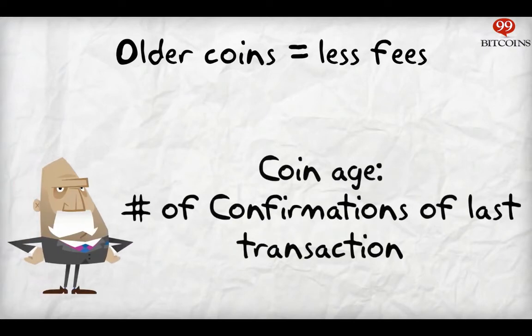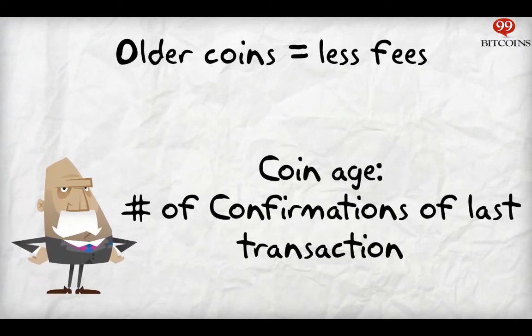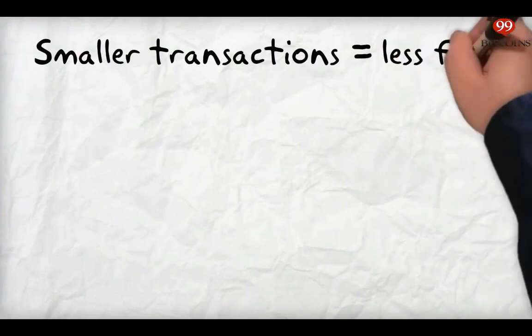If the inputs you are sending in a transaction are older, then there's a greater chance they won't require a fee. Old coins mean coins that haven't been moved for a long time. Rule number 3. Smaller transactions require less fees.